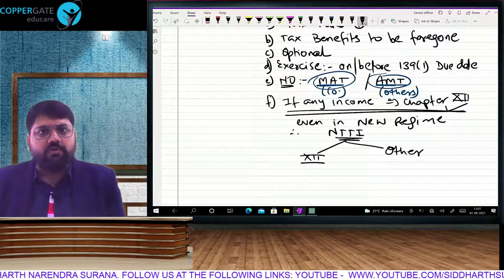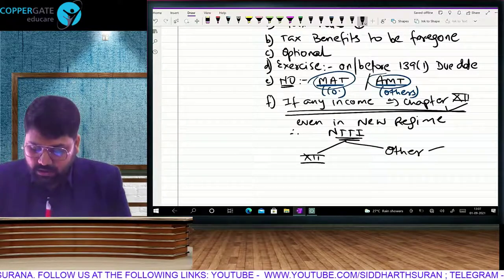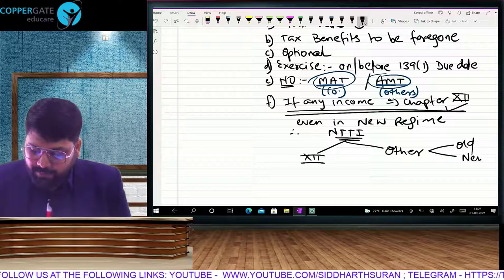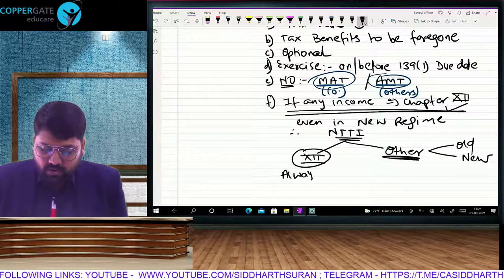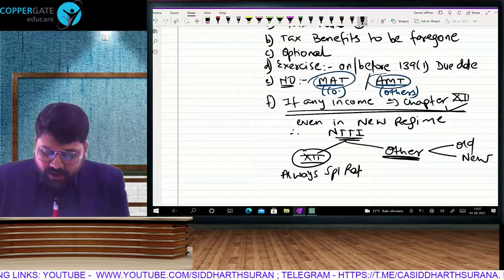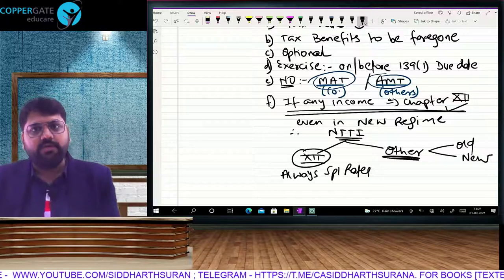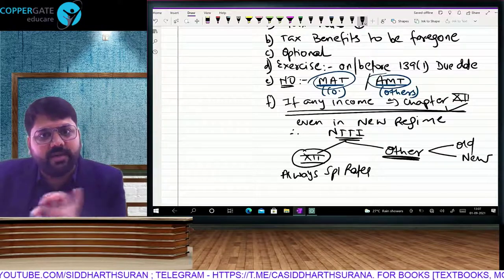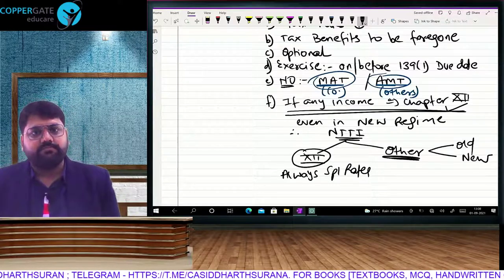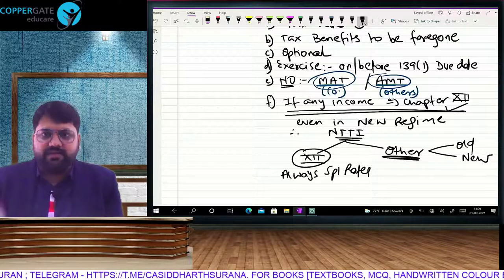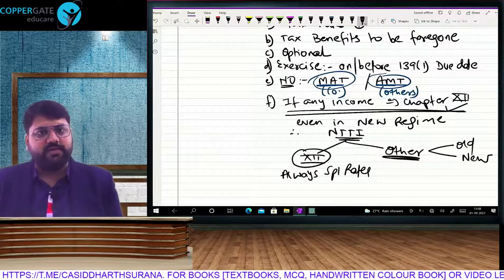You have to decide: old or new? That old or new decision will apply only on this particular portion. This will always go in special rates. For your normal income, it doesn't matter what you choose. You choose old regime, your choice. You choose new regime, your choice. That decision will be for your normal income. A special income will always be taxable under special rates. Even in new regime, special income will be taxable at special rates. Normal income you can decide, old or new.